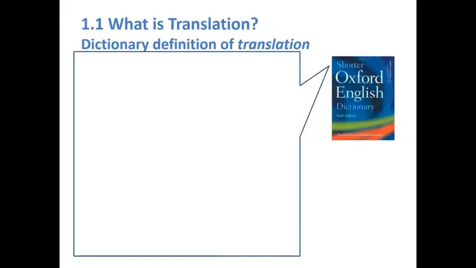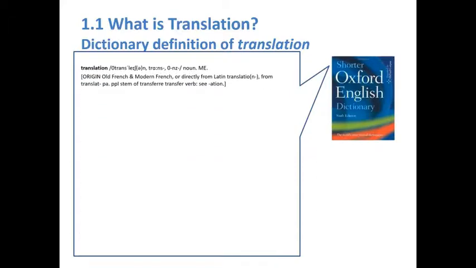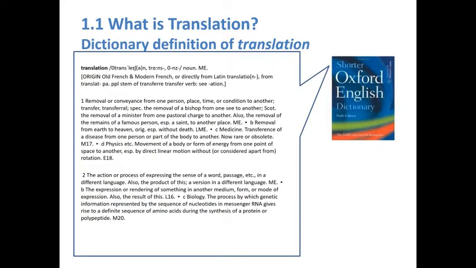So if we look at the dictionary, the shorter Oxford English Dictionary, we find some interesting things under translation. The removal or conveyance from one person, place, time, or condition to another. Interesting. Transfer, transferal, removal of a bishop even from one see to another. So we see that one of the meanings of translation, one of the strands of meaning, has to do with movement, the conveyance from point A to point B.